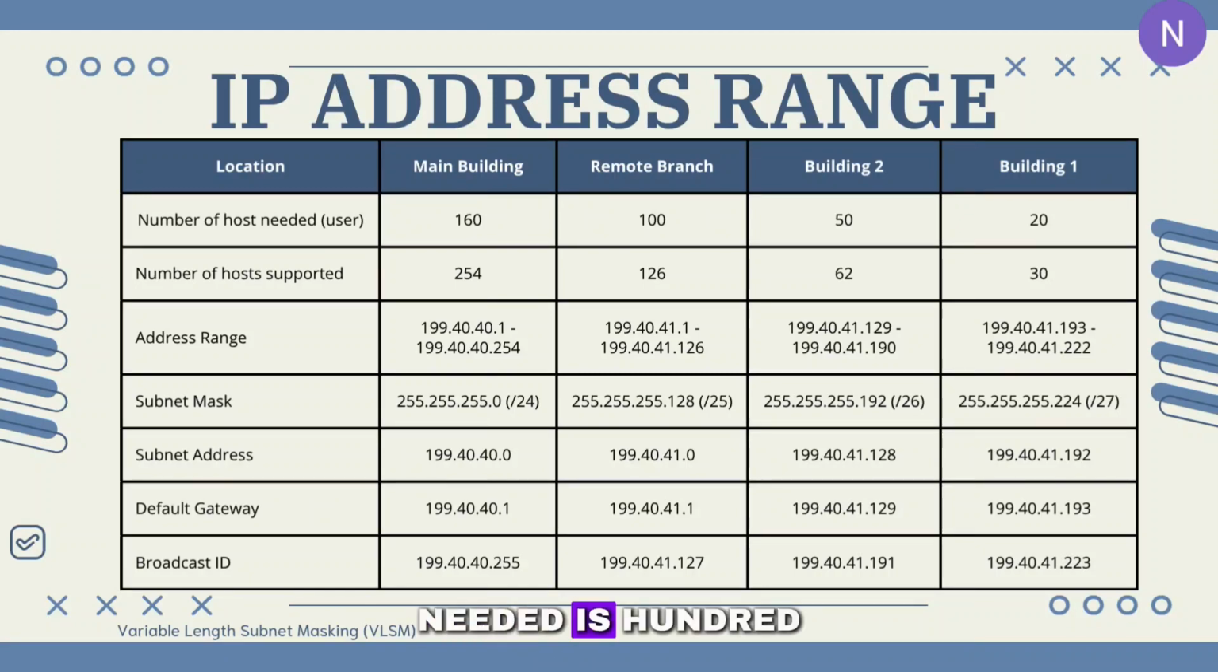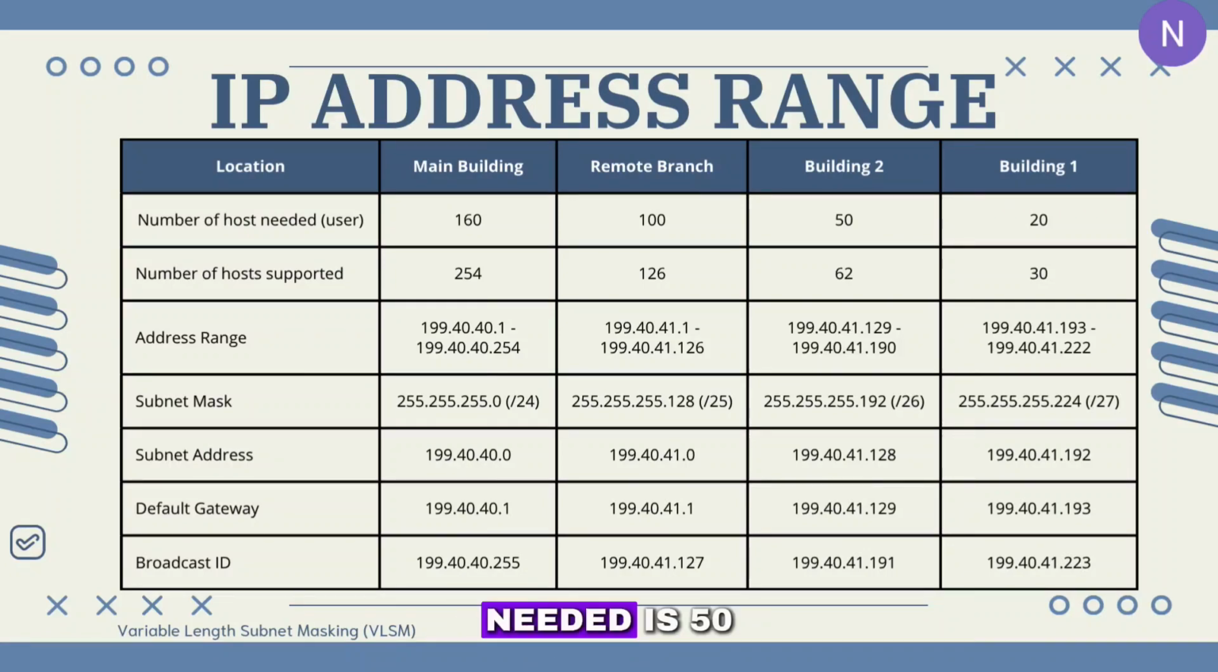The number of hosts needed is 100, and the number of hosts supported is 126. The address range is from 199.40.41.1 until 199.40.41.126, and the subnet mask is 255.255.255.128/25. The subnet address is 199.40.41.0. The default gateway is 199.40.41.1. The broadcast ID is 199.40.41.127, and the third one is building 2.